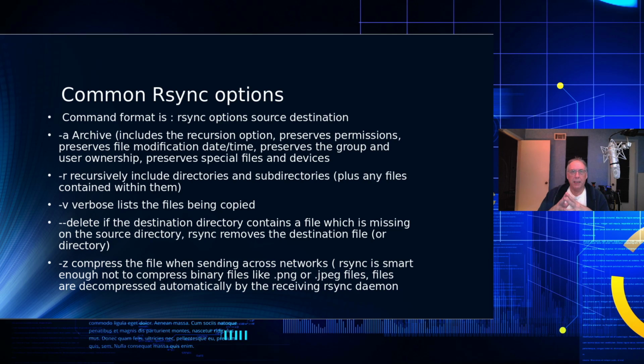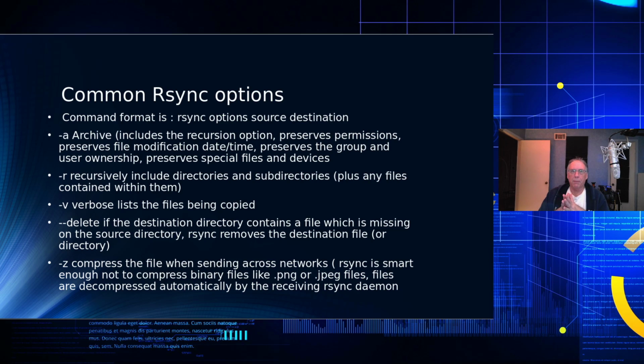Also, you have the -z option, which is useful if you're sending stuff across the wire. Any non-binary files are compressed. Now, Rsync is smart enough that it knows how to recognize binary files, like PGP or PNG or JPEG files. So it knows that those are binary files, and it won't attempt to compress them.